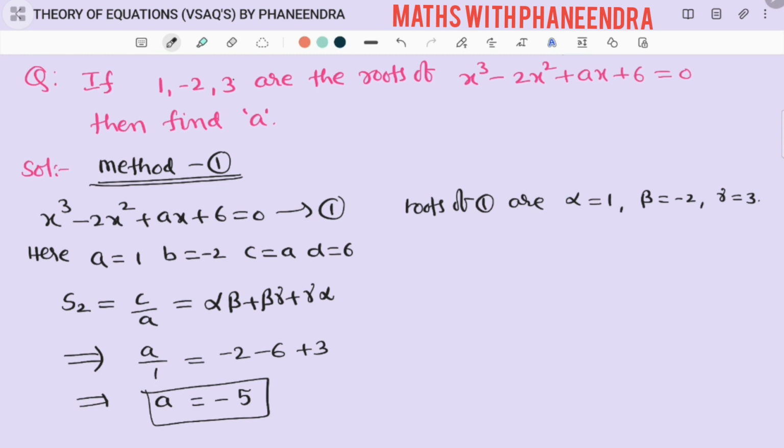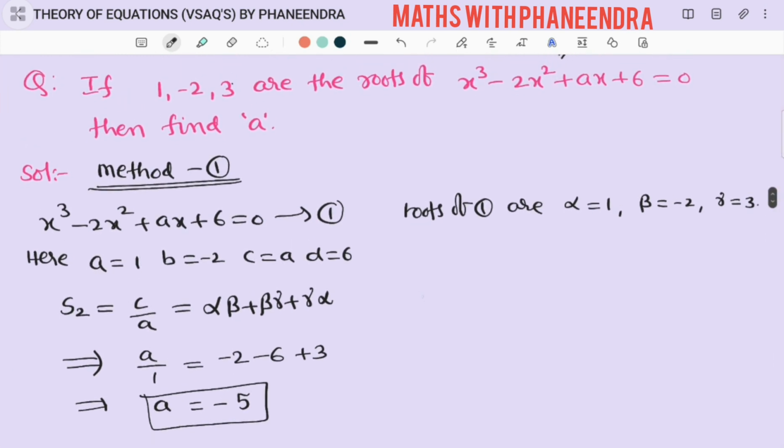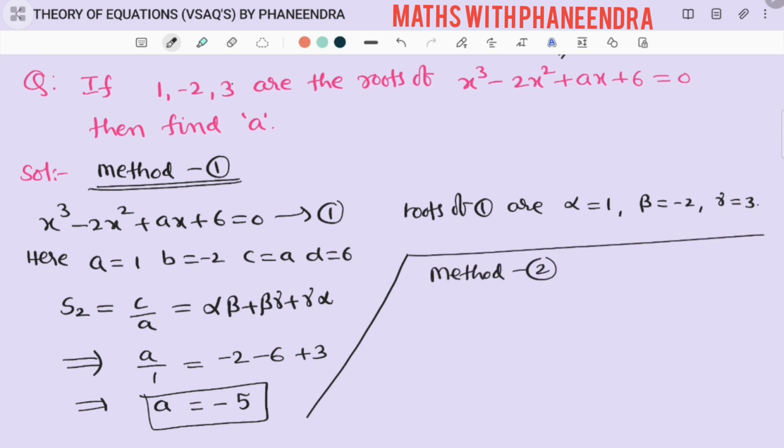Another method, how to do that? Method 2. This is by taking S2. A doubt will arise: why are we taking only S2? The sum of the products of the roots taken two at a time has no unknown value in it, and that is the reason I have taken it.